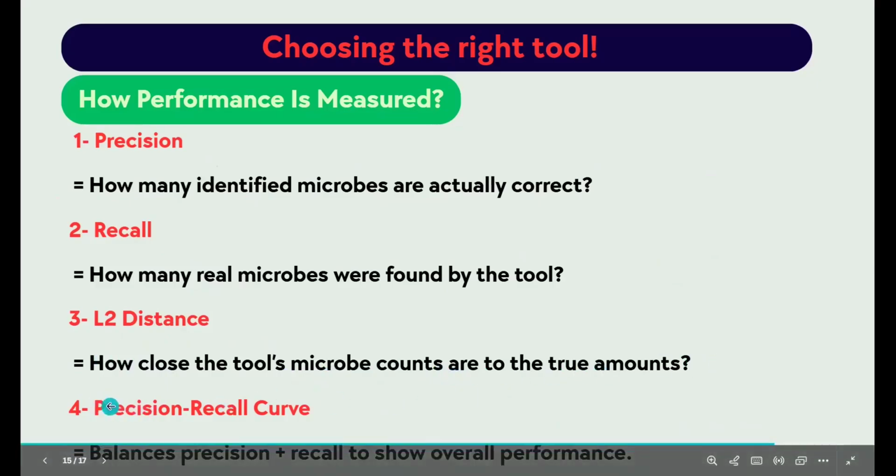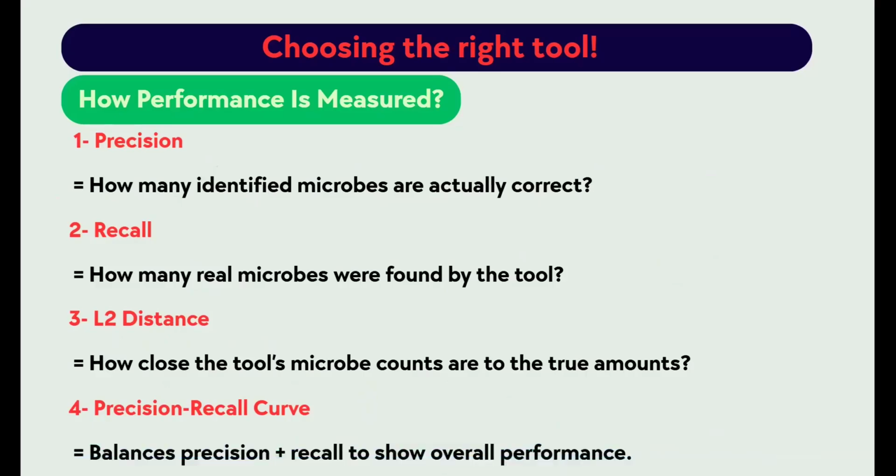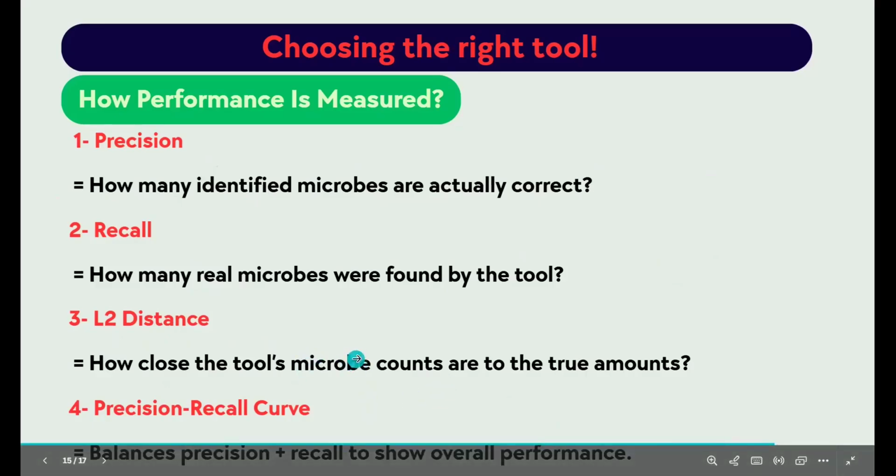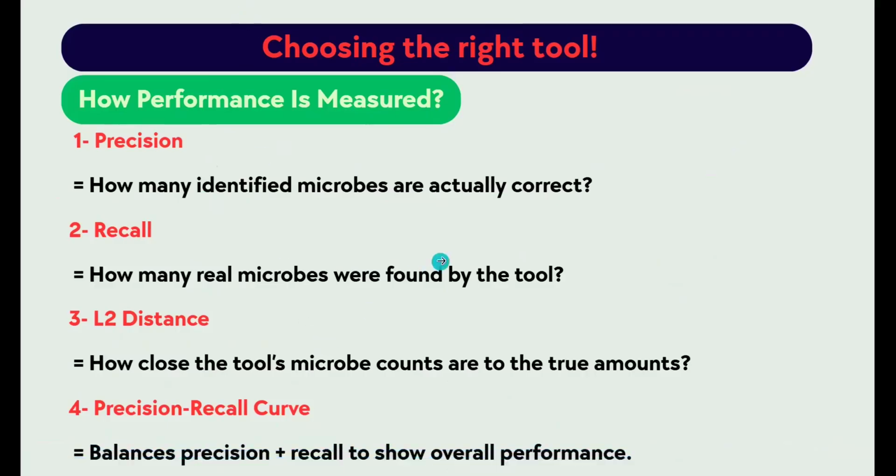And the last one is the precision-recall curve. This just shows the balance between catching as many real microbes as possible, that is the recall, and not getting too many wrong ones, and this is the precision. It balances precision and recall to show overall performance. And that's it regarding the choosing the right tool part.